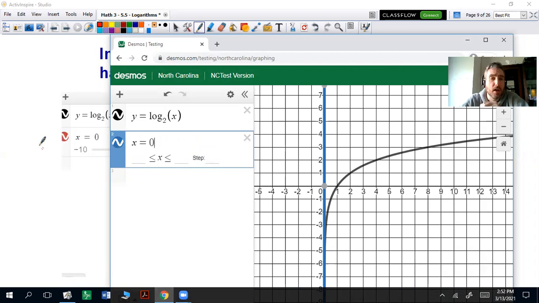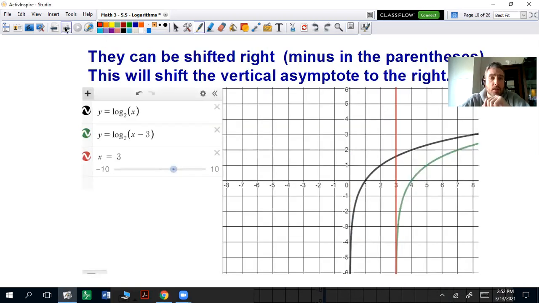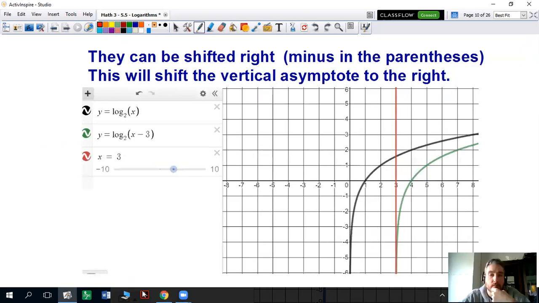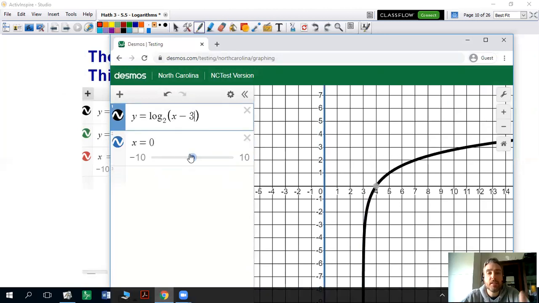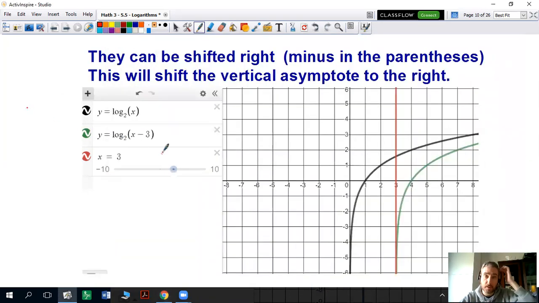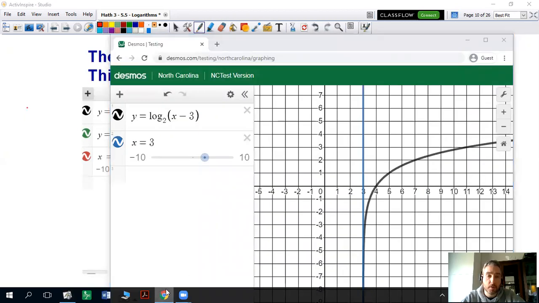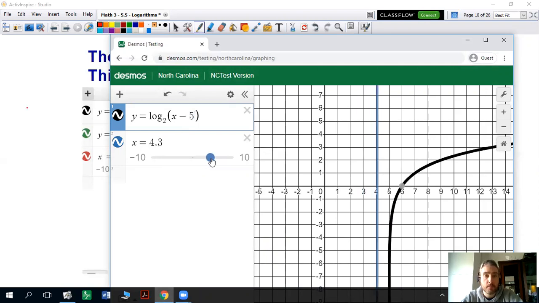Now we can shift these log graphs left or right, up or down. Let's start by shifting it right. If I did -3 inside of the parentheses, then that's going to change the vertical asymptote to x equals 3. So if it's -3 in the parentheses going right 3, the vertical asymptote is x equals 3 now. That doesn't really matter what you shifted. If you shifted it right 5, then the vertical asymptote would be x equals 5. It's just going to match up whatever you go on there, opposite signs for the asymptote.